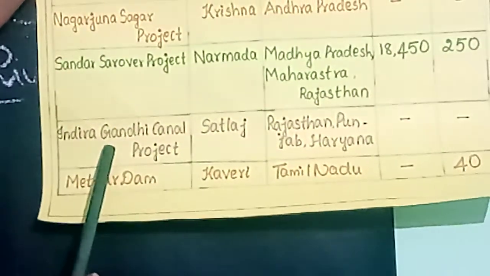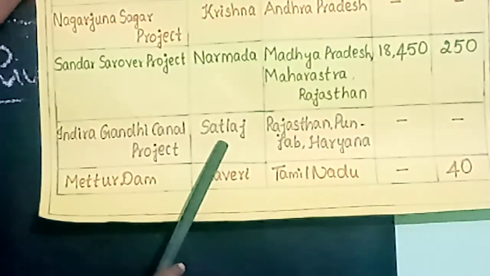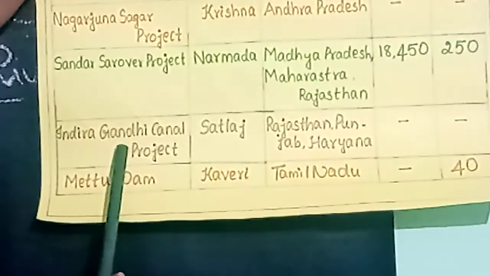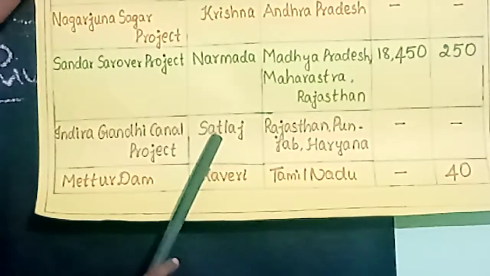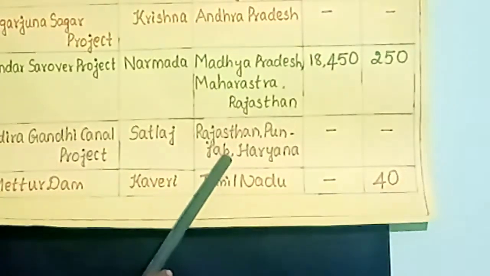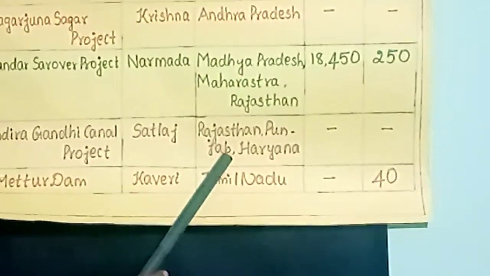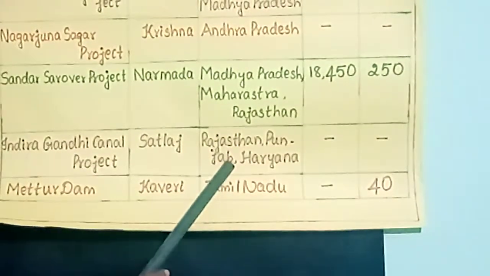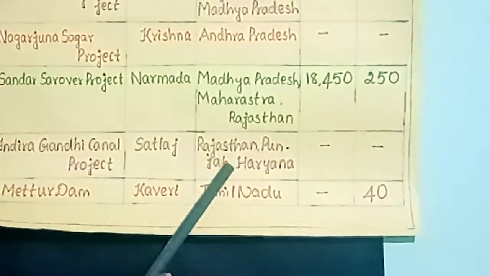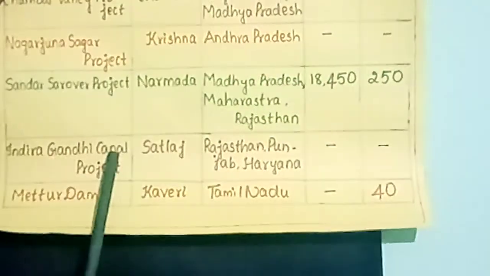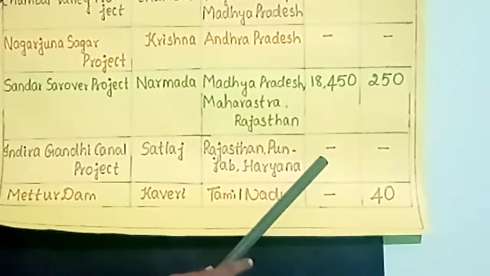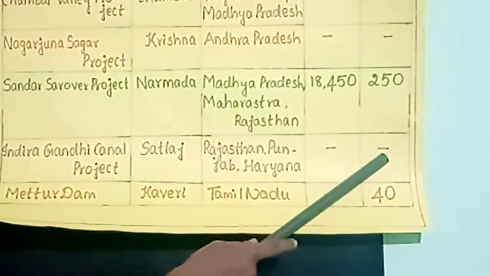This dam is built across the river Satluj. The benefiting states are Rajasthan, Punjab, and Haryana. This dam supports irrigation and also produces electricity.